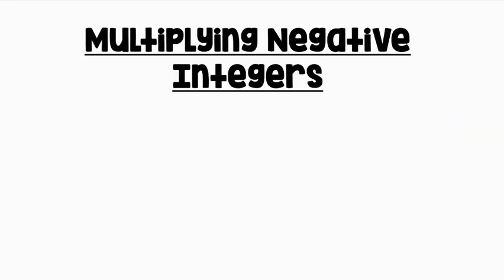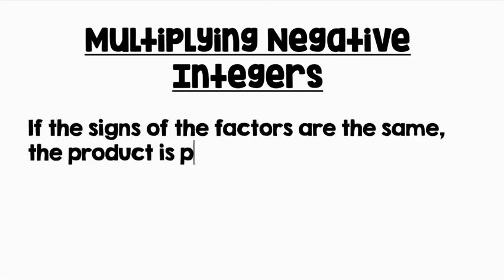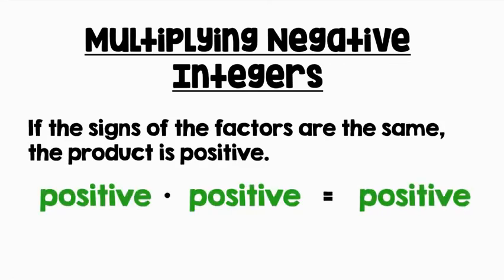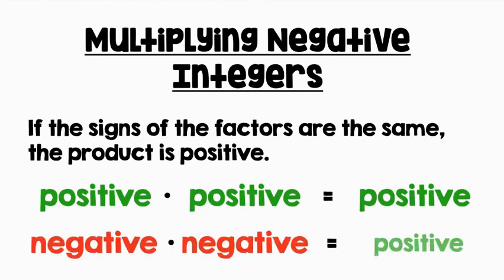Let's review our rule for multiplying negative integers. If the signs of the factors are the same, the product is positive. Again, we know a positive times a positive equals a positive. What we learned today is that a negative times a negative equals a positive.